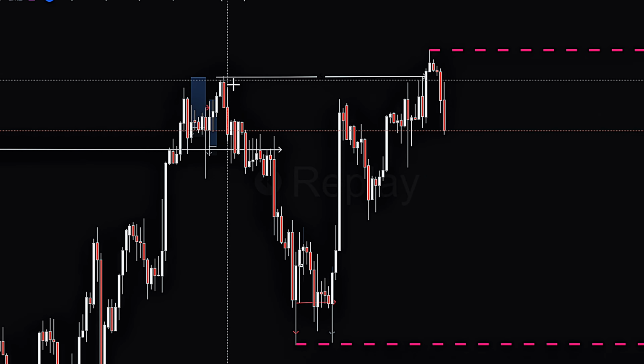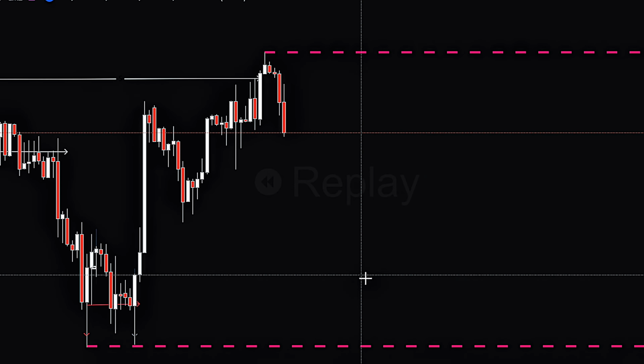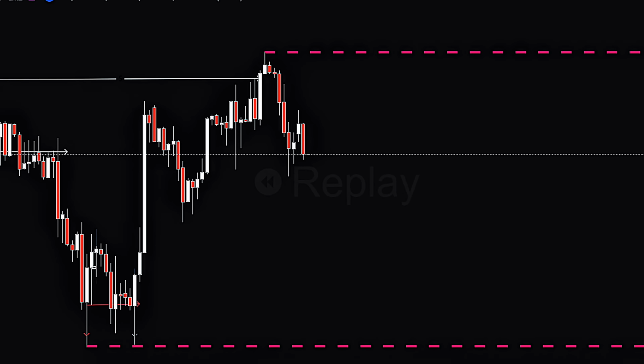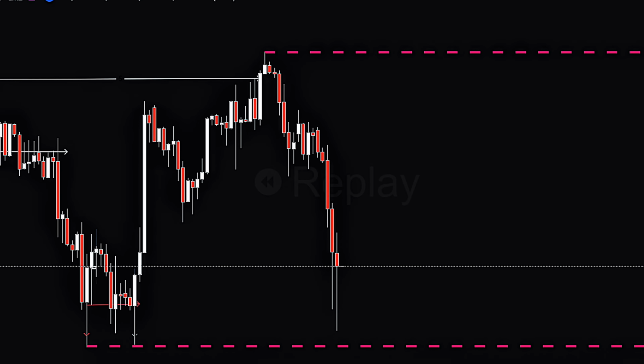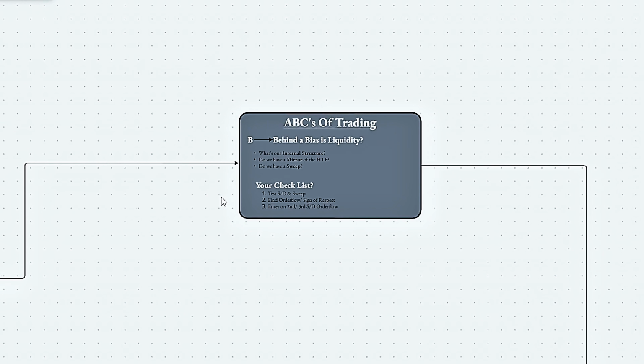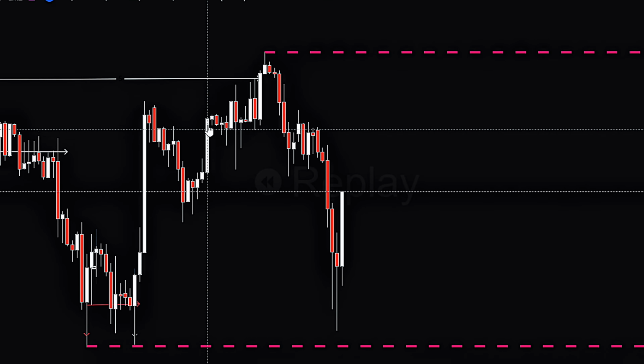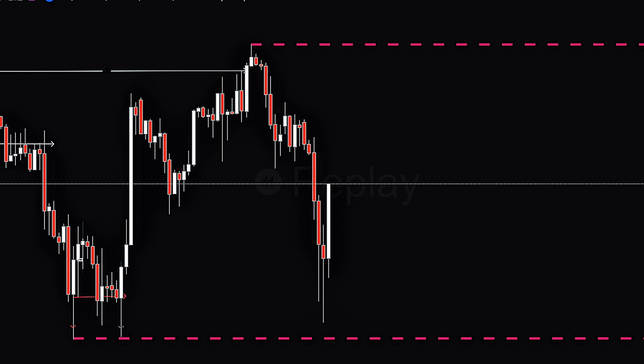So now that my swing high and low has been identified, that's clear as day right here, right? Now we're thinking, okay, what are we sweeping? Well, now it's going to start pulling back, so it's sweeping all those lows on the left side there. So when that all starts happening, now we can start moving into our next phase, which is B. Behind a bias is liquidity. Liquidity is being swept. That's the whole idea of it, right?